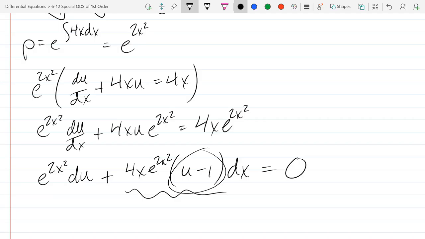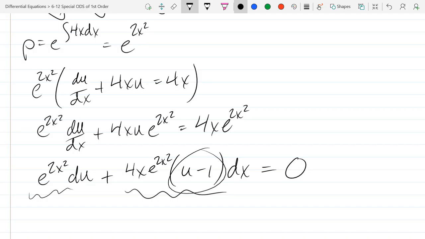What is the x derivative of the term in front of du? 4x e to the 2x squared. Yep, it's e to the 2x squared times the derivative of 2x squared, which is that 4x. None of this is coincidental. There should be a happy, not surprise, but a moment of enlightenment? I would say a satisfaction at the end of doing all the theory to get here. So it should not be surprising that it is exact if you did your steps correctly.